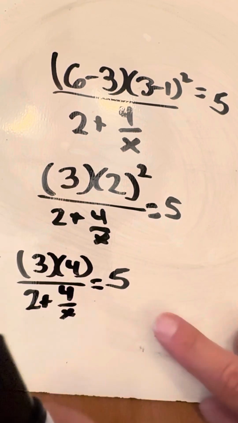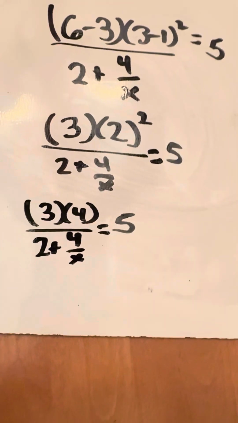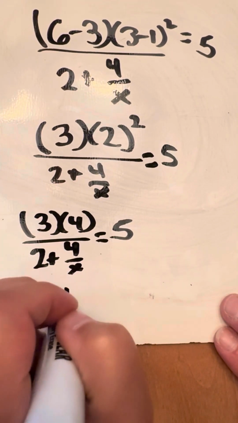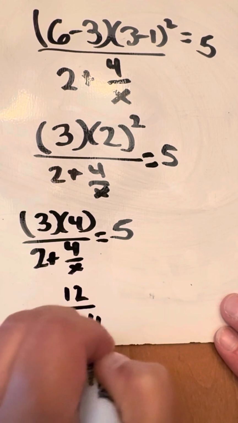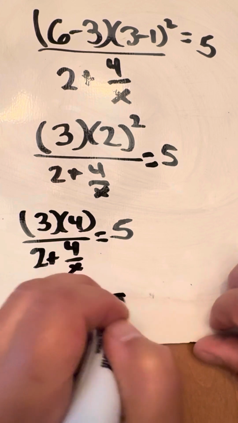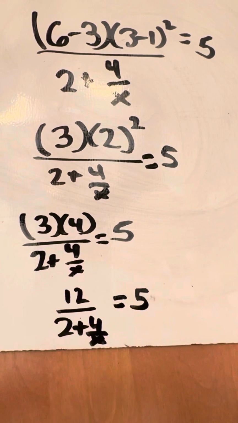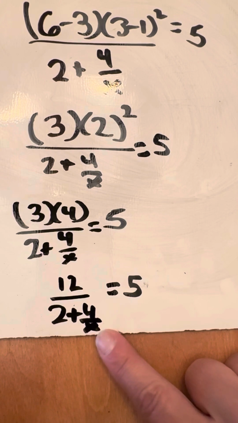And then we want to simplify the top here. So 3 times 4, that's going to give me 12 over all of this. Now, we want to get rid of all that junk on the bottom, because that stuff on the bottom is what's messing me up. X is down here, so we do want to get that out.